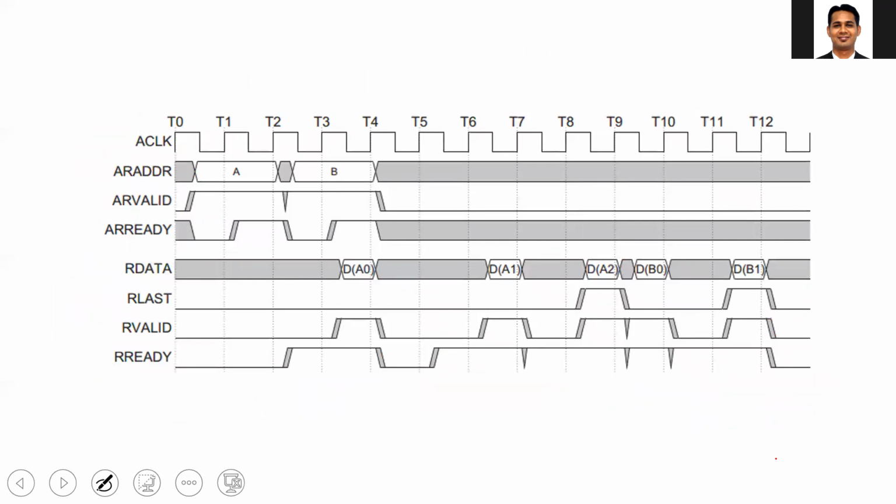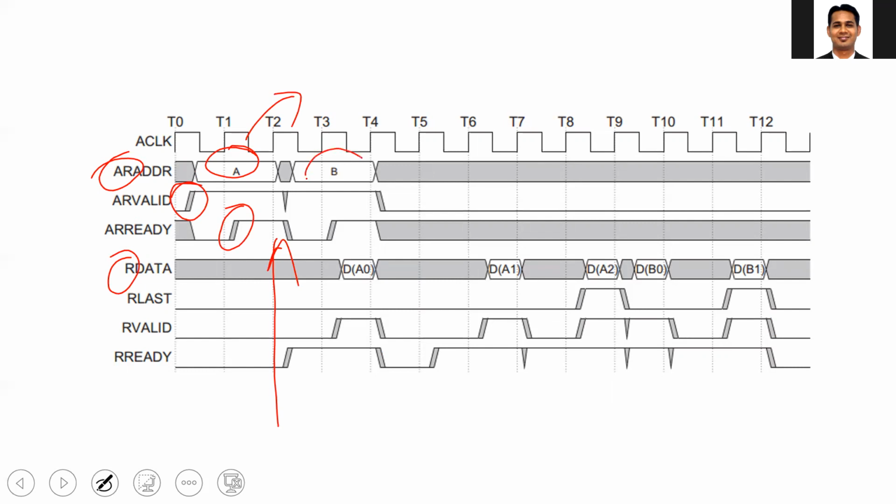Here you can see that this is also a read transaction because your signal names start with AR and R. Now in this transaction, you can see that the master puts the address and control information, the master puts the valid signal, and the slave puts the ready signal. At this time, transaction A is accepted by the slave. So the slave knows that it needs to perform the read transaction.